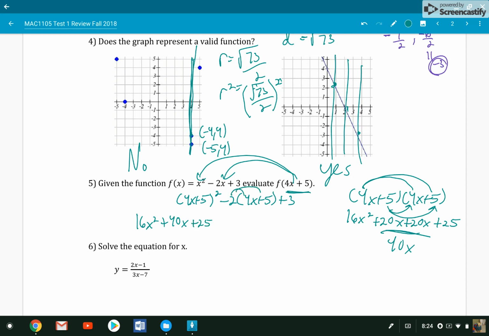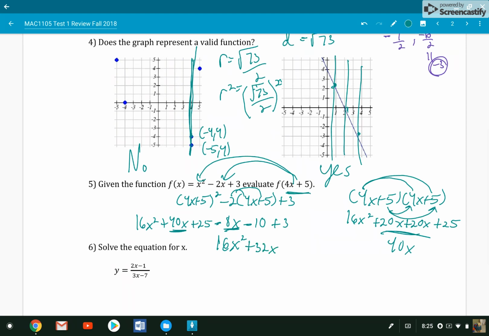Then when I distribute this 2 into these parentheses, I'll get minus 8x minus 10. And I still have my plus 3 on the end. And now I just combine like terms to finish off this problem. So I'm going to get 16x squared, no other x squared term. I've got a 40x minus an 8x, so that gives me plus 32x. And then when I combine my constants, I've got a plus 25, a minus 10, and a plus 3. So 25 minus 10, that is 15, plus 3, that gives me plus 18.